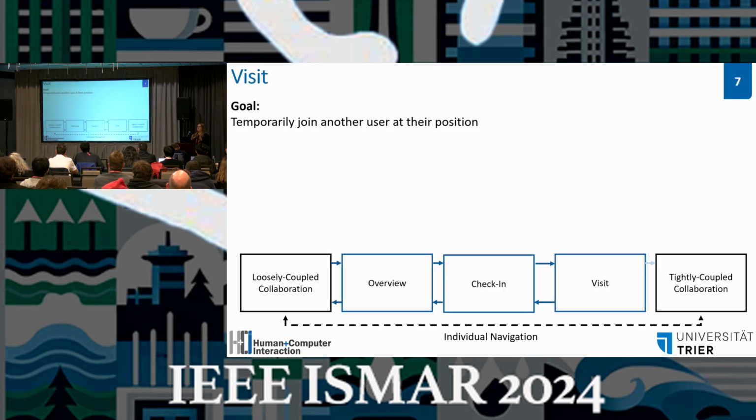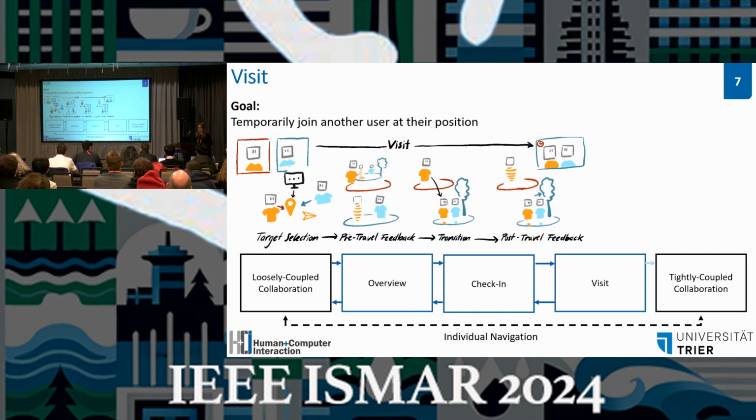Finally, if a user has determined that the topic of discussion is relevant enough to change their position and they can temporarily visit the other user, this step comes with actual travel on part of the visiting user, so we need to decide on appropriate target selection, pre-travel feedback, transition, and post-travel feedback. When traveling to another user's position, it is also especially interesting how the target selection is performed.